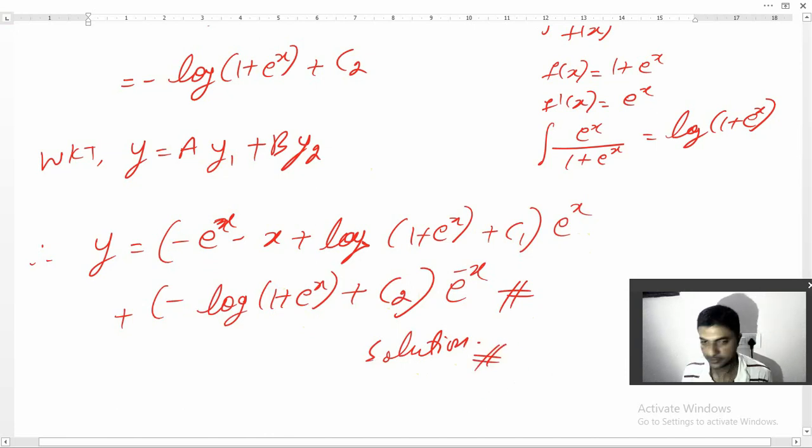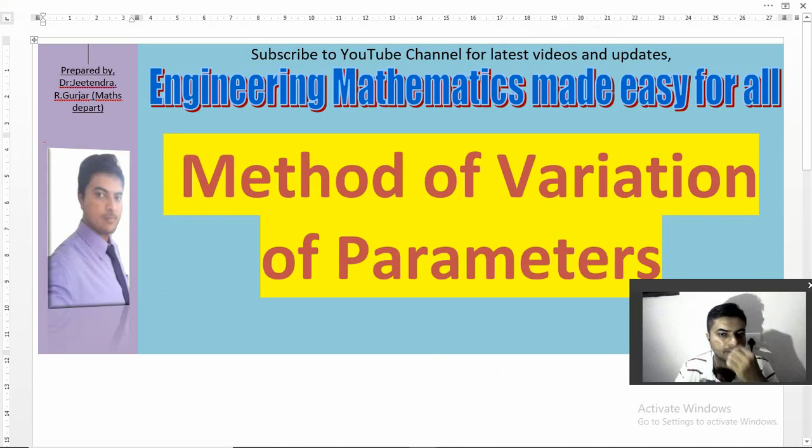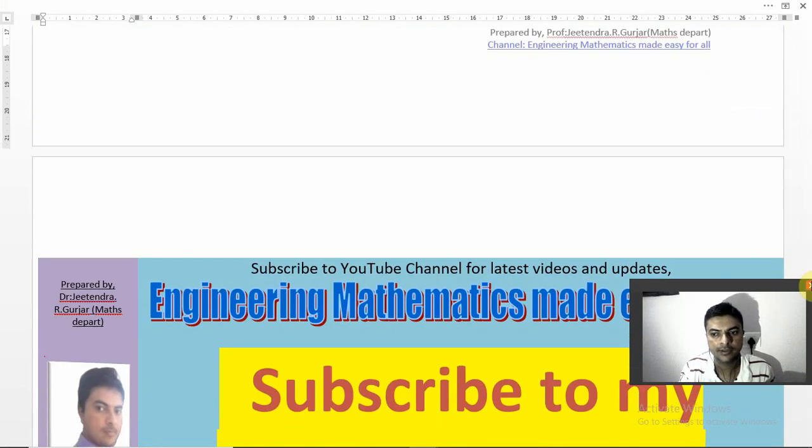So here we can see easily that we have calculated the values. You can see we have done the method of variation of parameters, so one can easily go through this video once again.